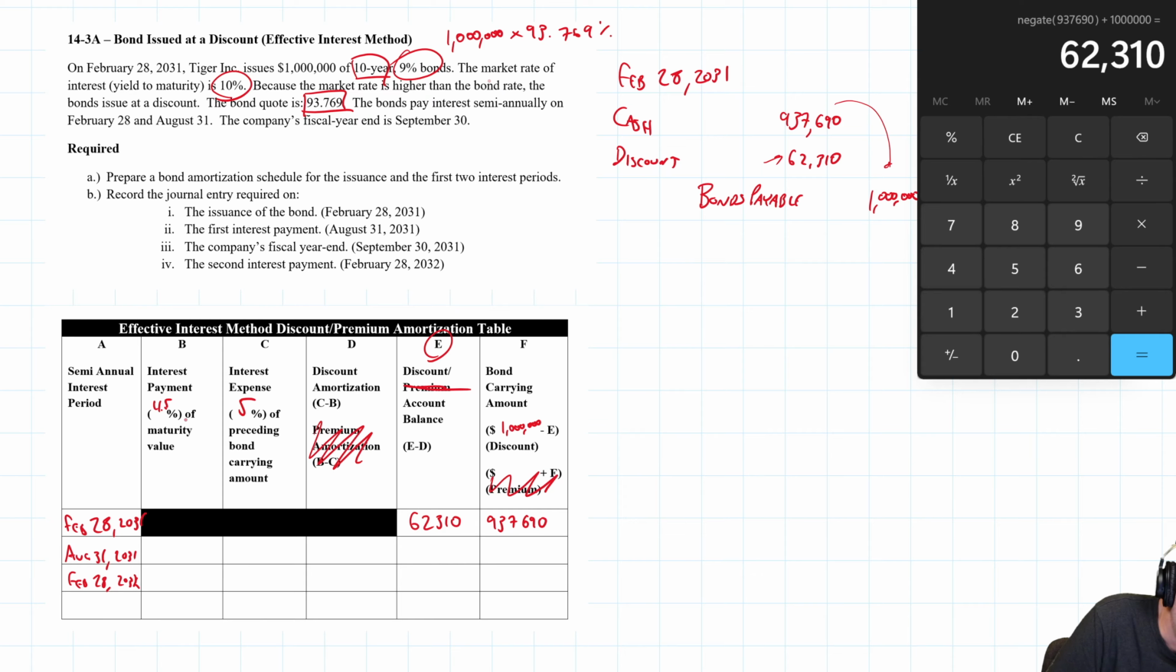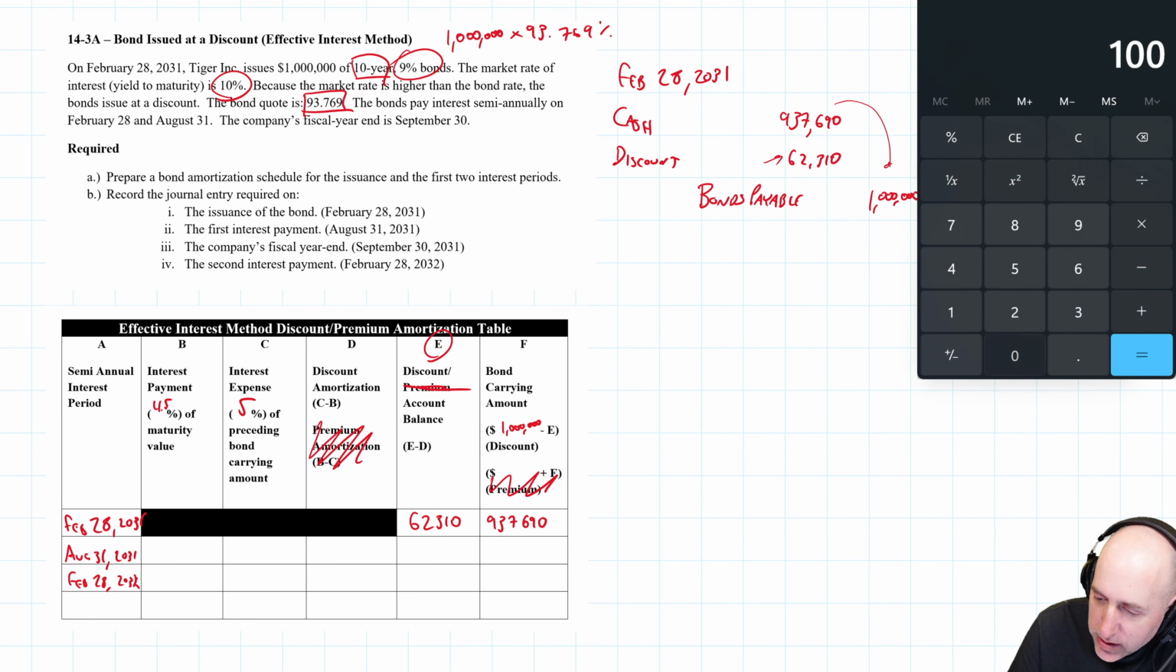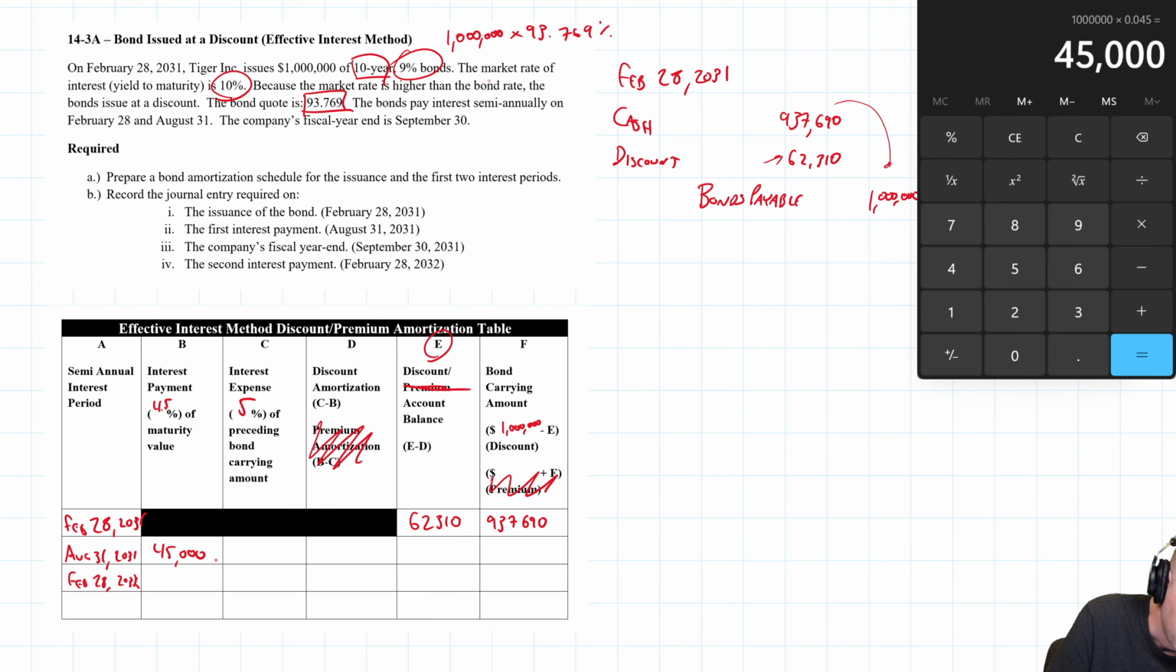Interest payment, it says 4.5% of the maturity value. Our maturity value is $1 million. 4.5% of $1 million is $45,000. Our interest expense is 5% of the preceding bond carrying amount. The preceding bond carrying amount, $937,690. I'm going to take 5% of that.